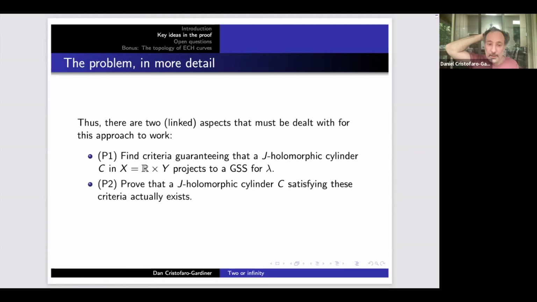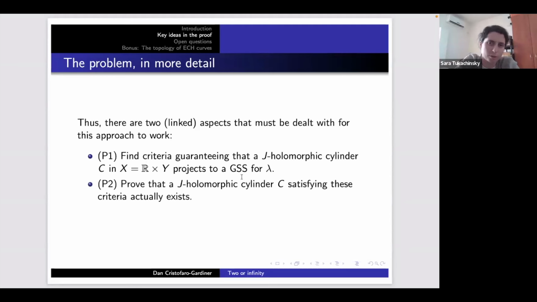any of this. So P1, do you mean, given a cylinder, how do you test to see what it projects to? Right. Say you give me some J holomorphic cylinder in R cross Y. What kind of things can I demand so that it's actually going to project to a global surface of section for the flow? This GSS, this just means global surface of section.